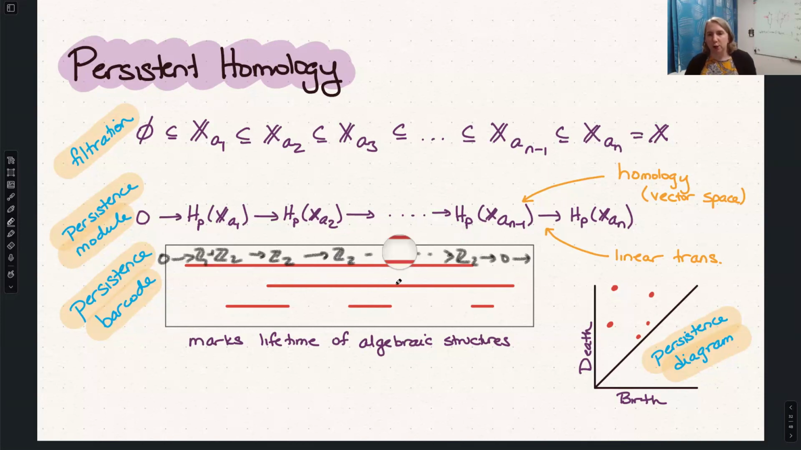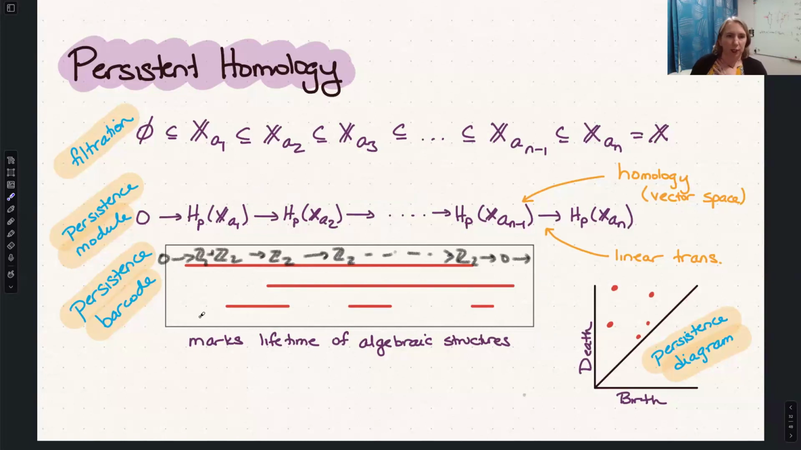So these bars are supposed to represent portions of my persistence module that I can line up with the appropriate choice of basis. If you believe me that I can break these things up uniquely into all of these pieces, I can represent the information that I had up here with my persistence module as a bunch of these bars, which is often called a barcode.